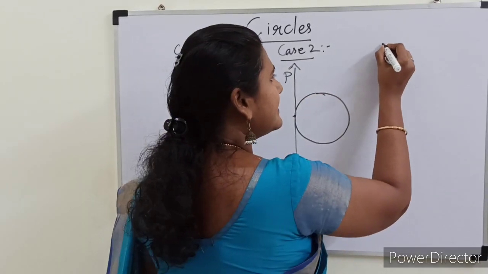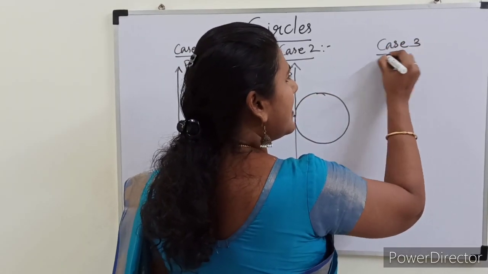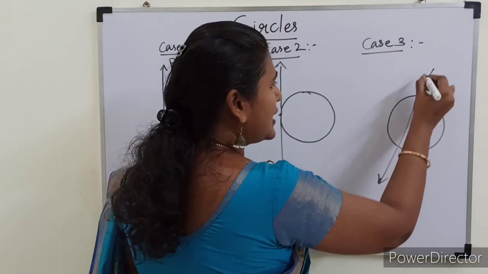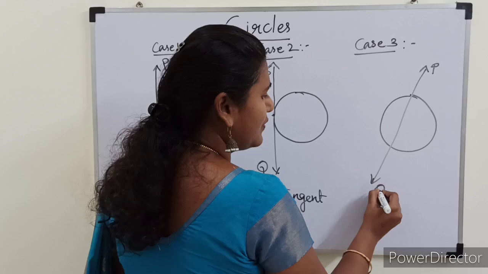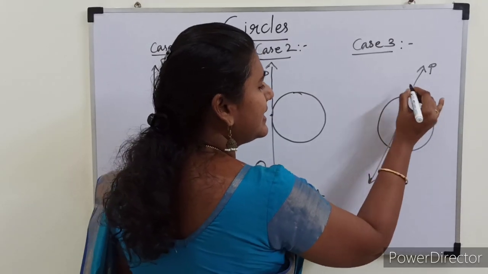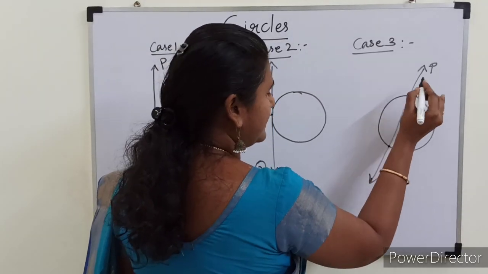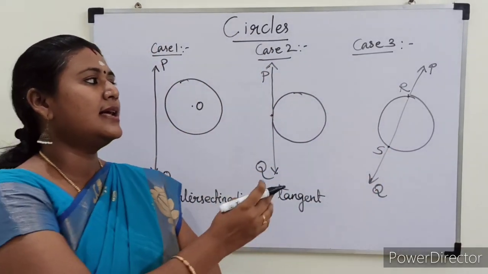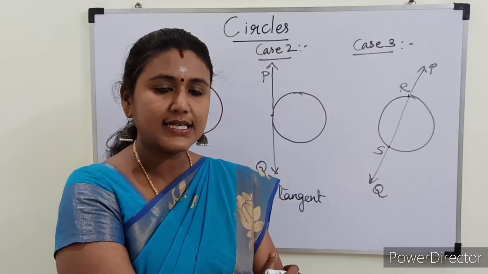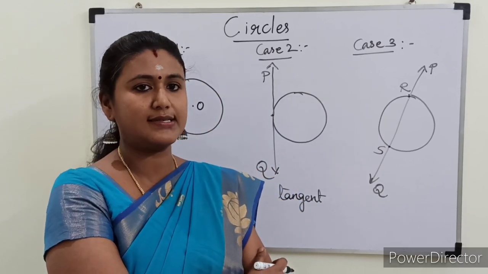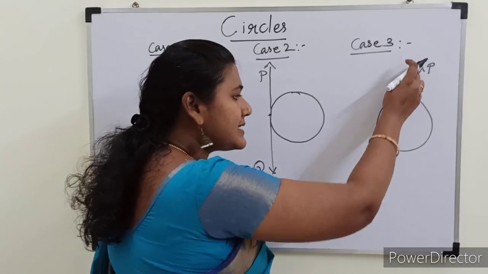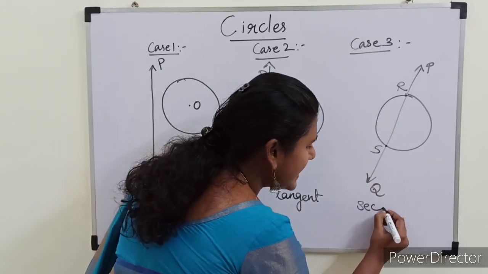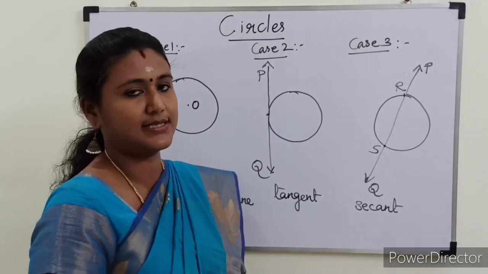Now we will see the third case. Here we have a circle and the line PQ intersects the circle at two different points. If we take these 2 points as R and S, then the line PQ and the circle have 2 points in common. So in this case we will call the line PQ a secant of the circle.